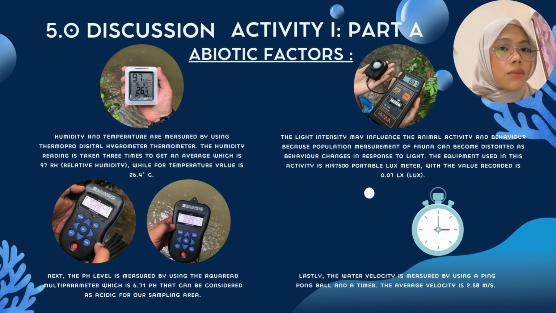The light intensity may influence the animal activity and behavior because the population measurement of the fauna can become distorted as behavior changes in response to light. The equipment used in this activity is H197500 portable luxmeter with the value recorded is 0.07 lux. Next, the pH level is measured by using the aquatic multiparameter, which is 6.71 pH that can be considered as acidic for our sampling area.